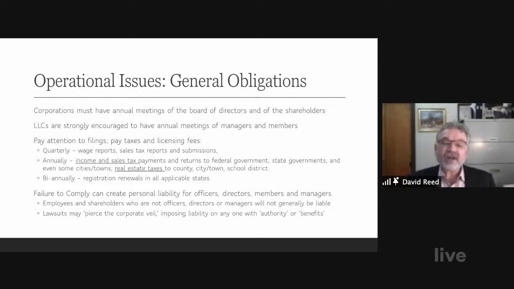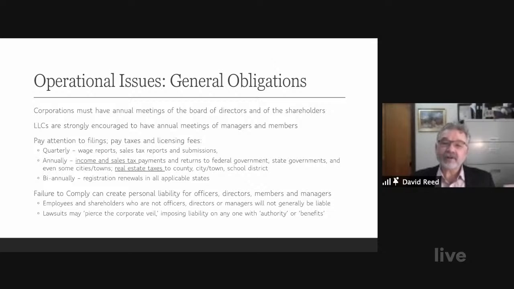Failure to comply with any of these obligations can create personal liability for officers, directors, members, and managers. Please keep that in mind. You don't wish to go through the process of creating a legal entity, providing you with protection against personal liability, and then lose that protection because you fail to do the things that are necessary.